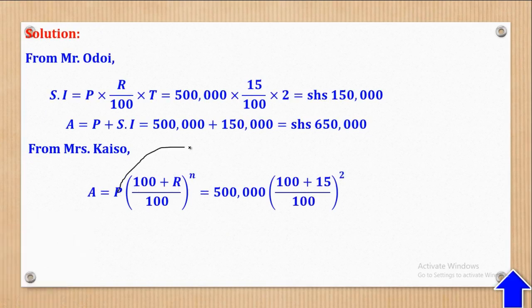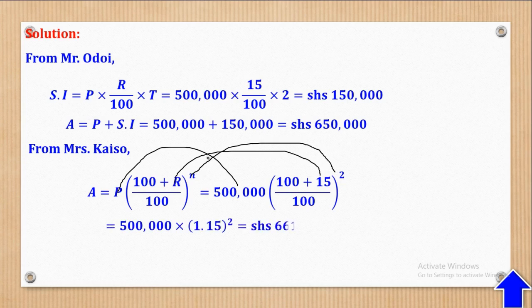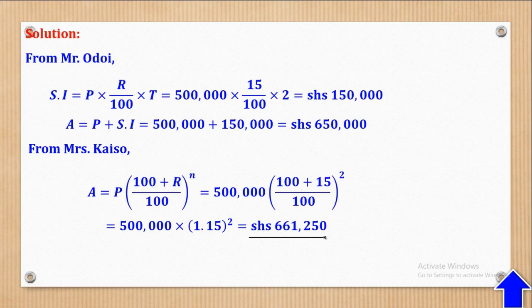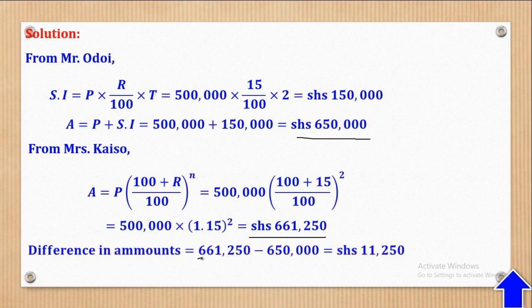Our P is 500,000, R is 15, and N is 2. So when I simplify, I'll come up with that, and simplify further, I'll come up with shillings 661,250. So when you compare this and this, you realize that this one is less than this. Therefore, we shall conclude that the difference in amount will be 661,250 minus 650,000 to come up with shillings 11,250.